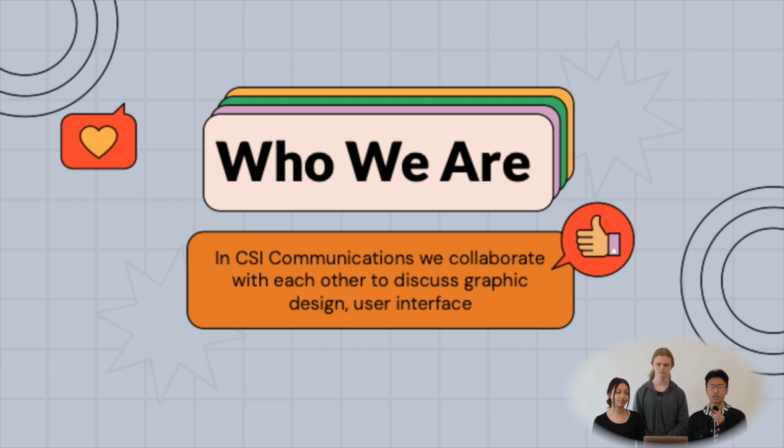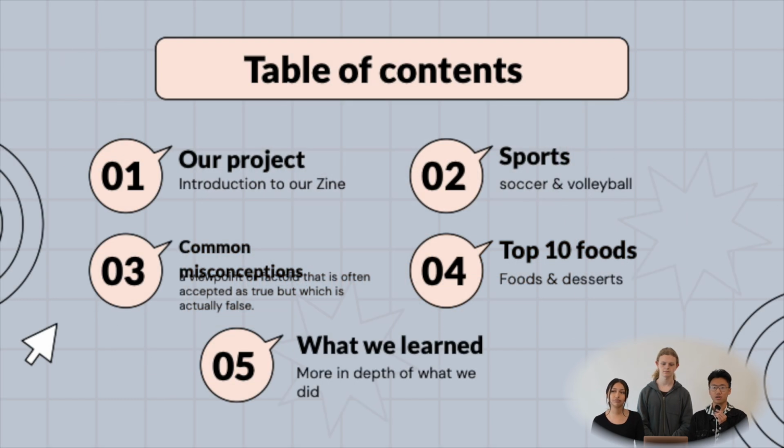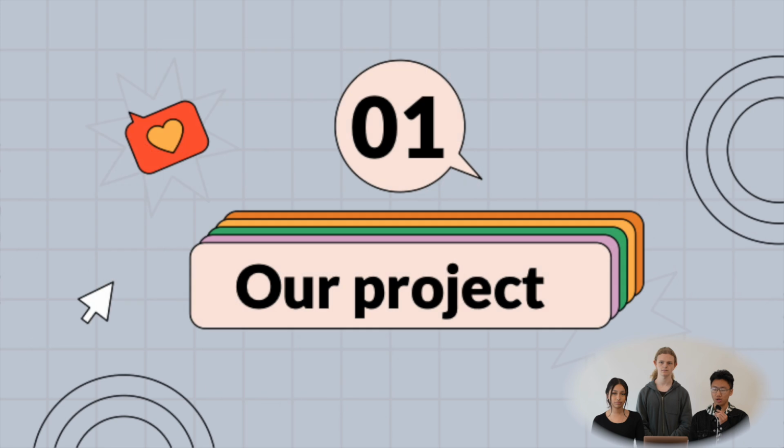So who we are: we collaborate with each other to discuss graphic design and user interface. So this is our table of contents. First, we're going to introduce our project, and then we're going to talk about the topics in our project and what we learned. So our project.